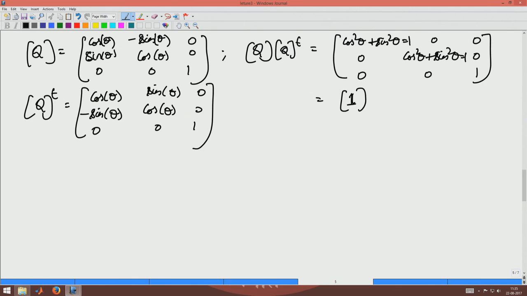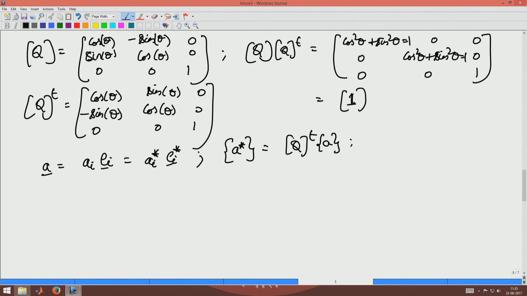Okay. So, what we have understood till now is that I can represent a vector A as AI EI, or as AI star EI star, where A star would be related to A as Q transpose A, where Q IJ is EI dotted with EJ star. Okay.